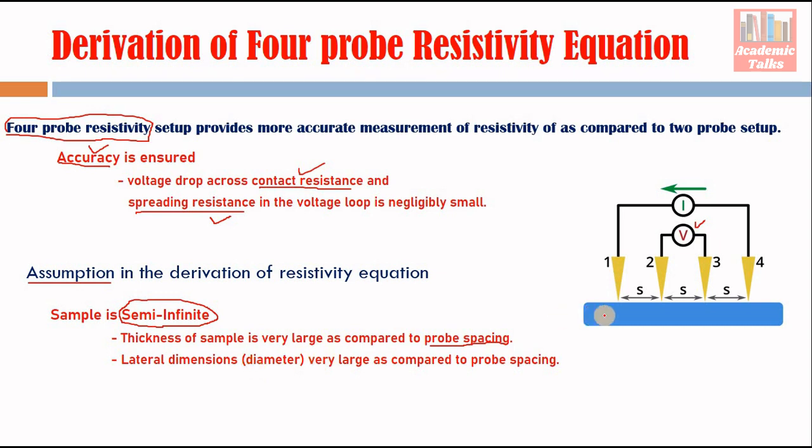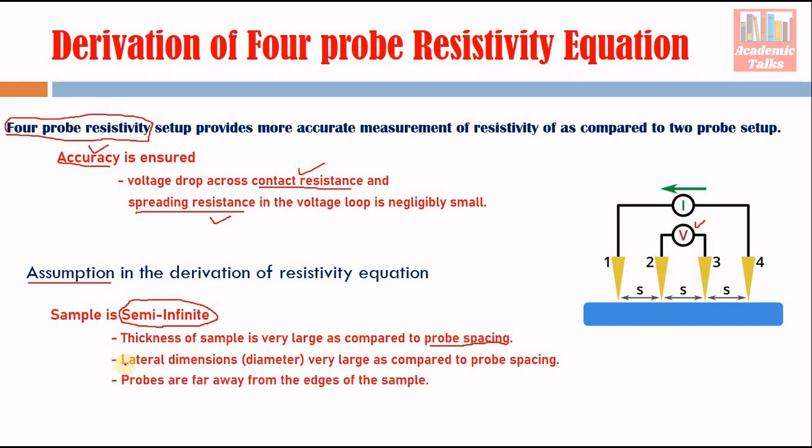Lateral dimensions: suppose this sample is circular, so in that case lateral dimension means diameter. If it is a circular sample, then we say that the diameter is very large, and again we are comparing it with something, the probe spacing. So if the diameter of the sample is very large as compared to the probe spacing, then for the measurement setup the sample will appear as a semi-infinite sample, right? These two conditions are very important, and based on these two conditions we will derive that mathematical equation which gives us a relationship between V and rho, the resistivity of the material.